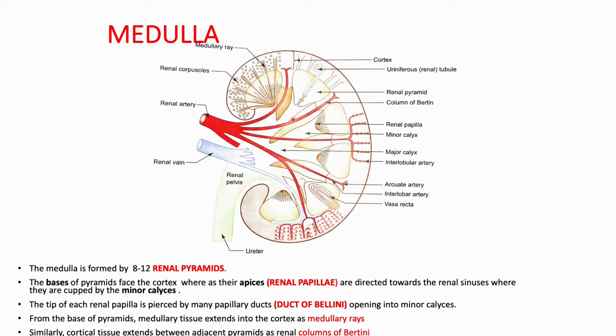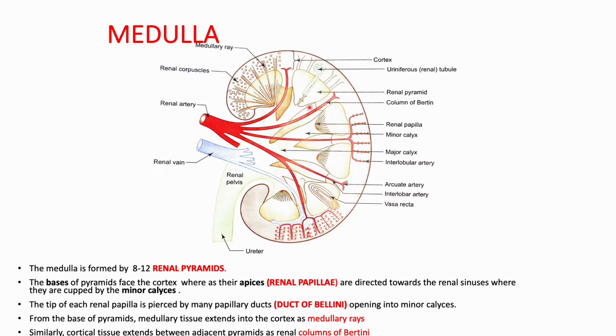The medulla, the inner part, is formed by the renal pyramids. You can see these are the renal pyramids. They are about 8 to 12 in number. These pyramids are triangular in shape. The bases of these pyramids face the cortex, whereas their apexes face towards the renal sinus. These apices are also called renal papillae, and they are cupped in the minor calyces.